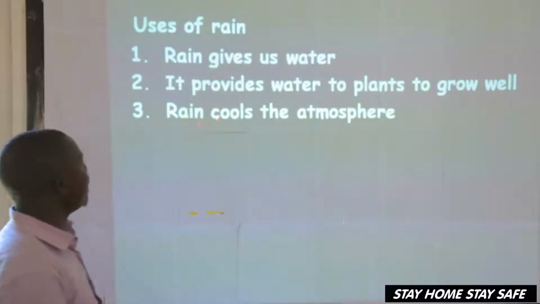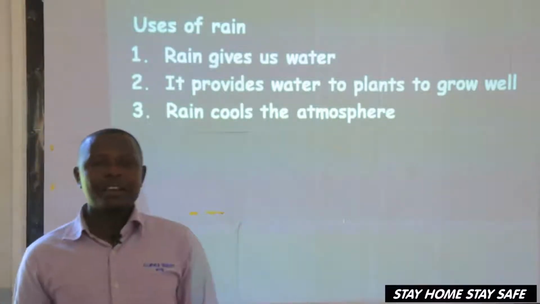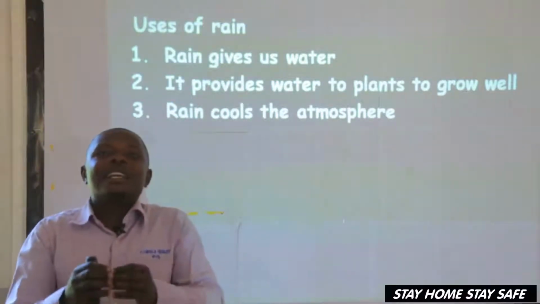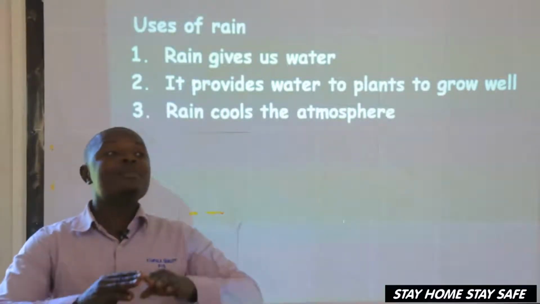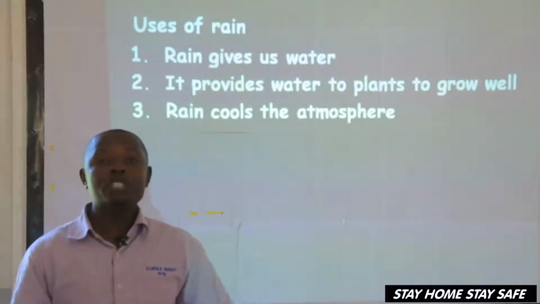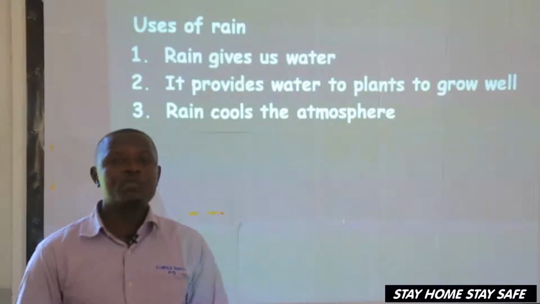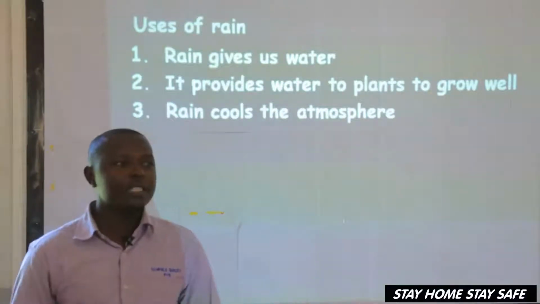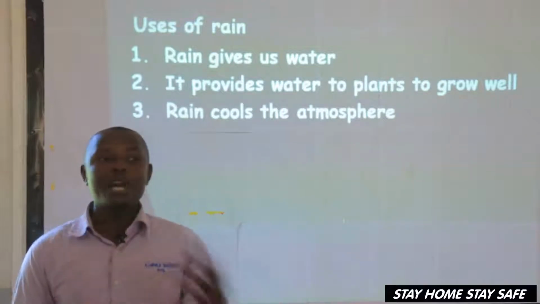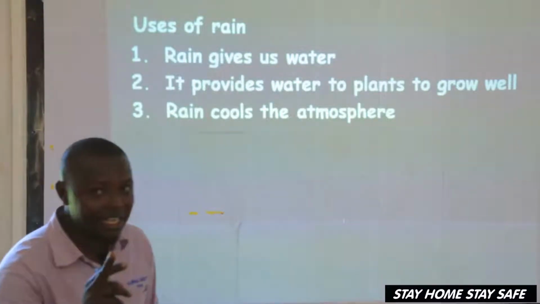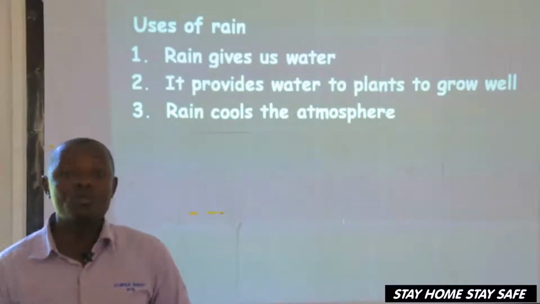Then another one is rain cools the atmosphere. Like when the sun has shone since morning, what happens? The atmosphere becomes so hot that you cannot withstand the high temperatures. You can sweat. You find some other people failing to do some activities because of too much sunshine. So when it rains, the atmosphere becomes cool.